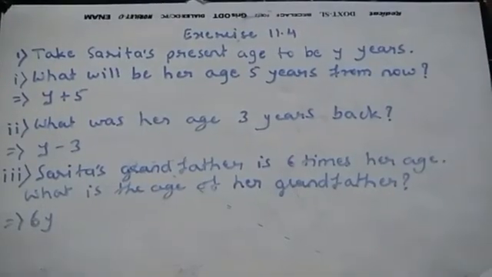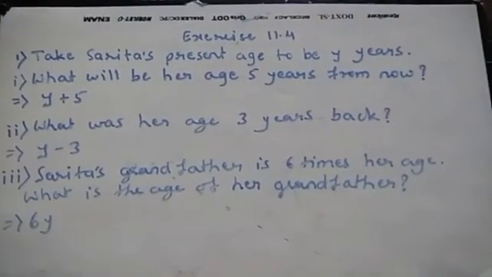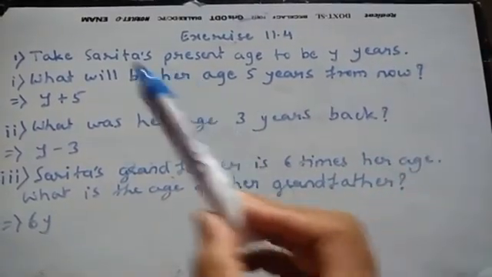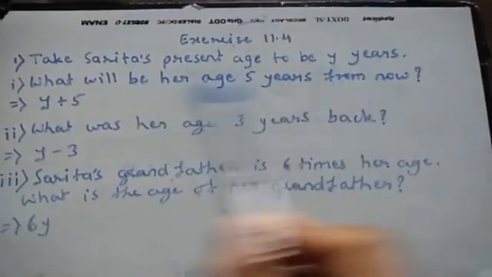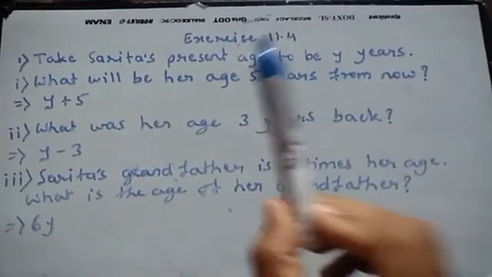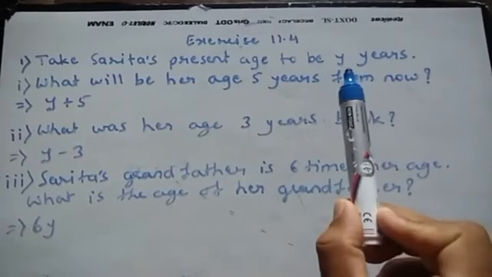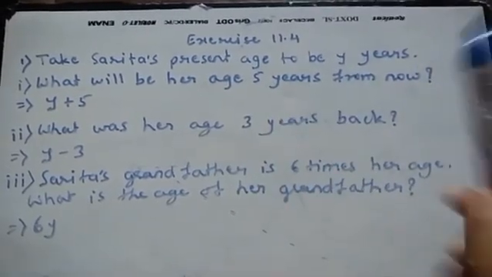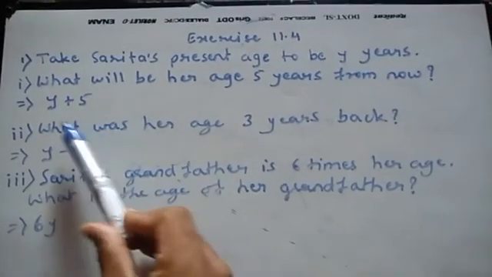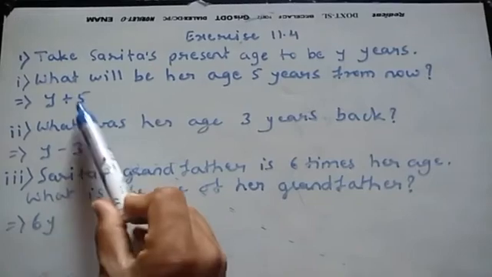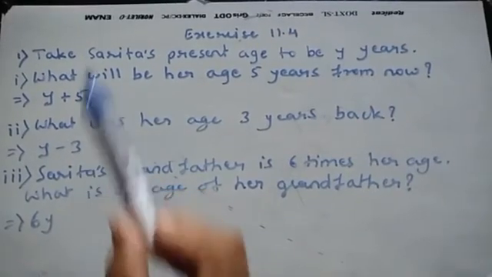Now let's solve some questions from exercise 11.4. Take Sarita's present age to be y years. Then what will be her age 5 years from now? See, the present age of Sarita is y years. Now what will be her age after 5 years? Therefore, the present age is y, so after 5 years plus 5 will come there. So y plus 5 will be her age after 5 years.